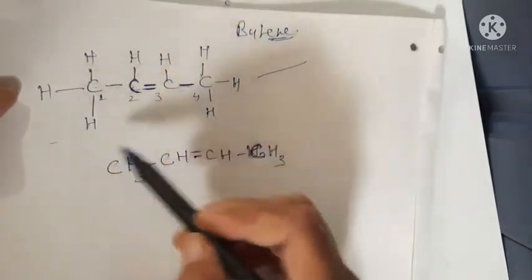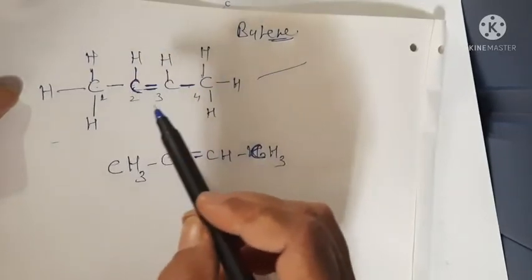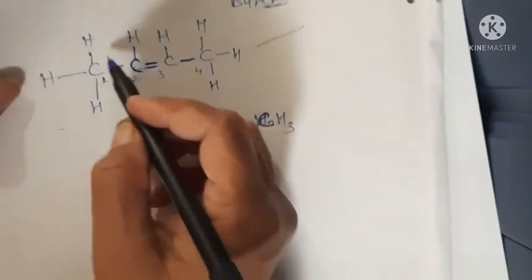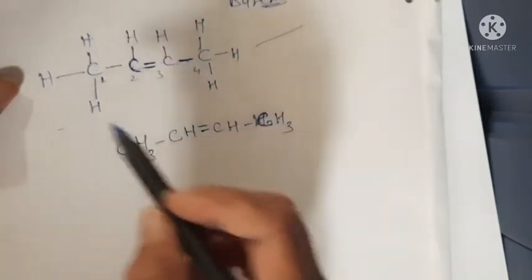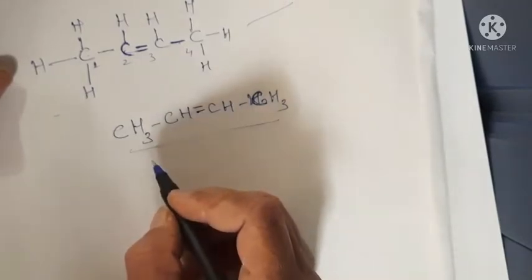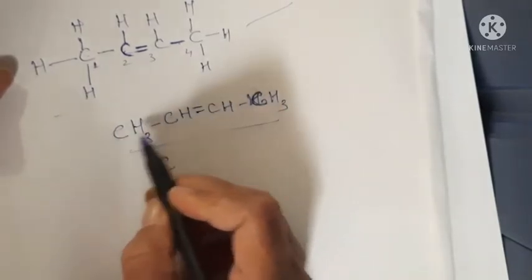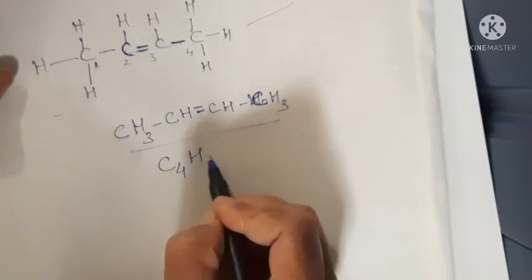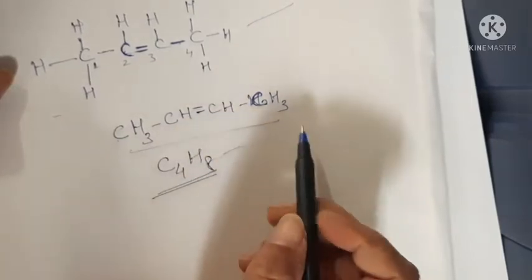Electron dot structure, I already told you yesterday how to draw. You have to show the electron dots and how the electrons are shared. And if you want to write this formula in a still shorter form, you write 1, 2, 3, 4 carbon. How many hydrogens are there? 8. So this is the condensed formula.